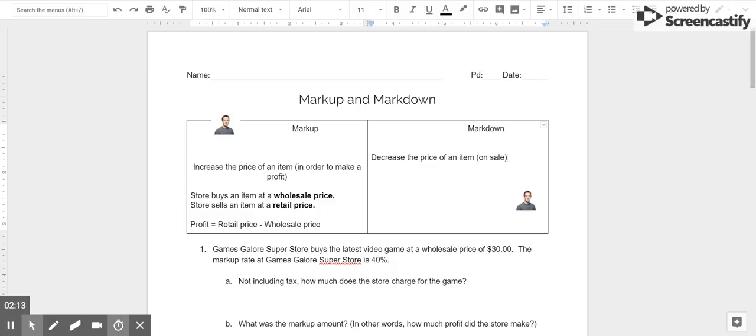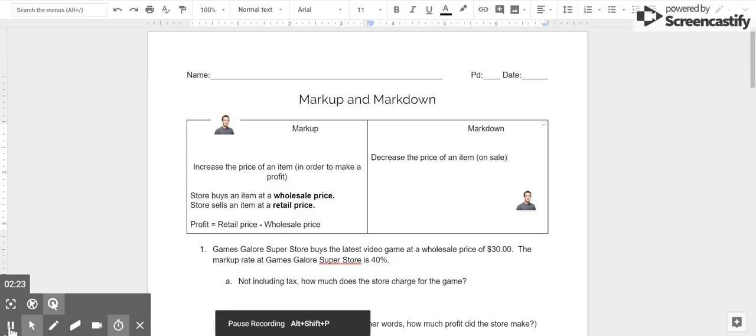Most of the time when something is being marked down, it's because the seller wants to get rid of it so that even though they get a smaller profit, at least they get some profit by selling it. If you haven't gotten all these definitions written down, please go ahead and write them down now. Pause the video and do that.